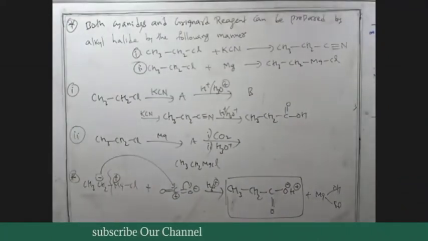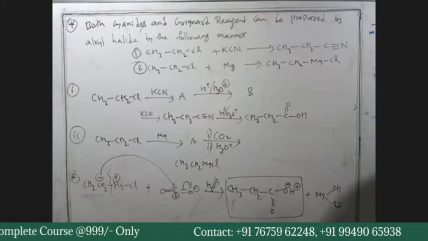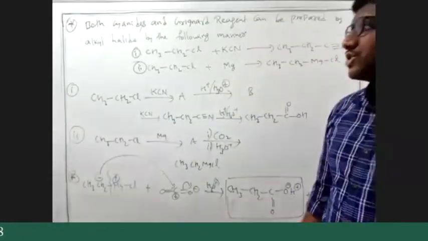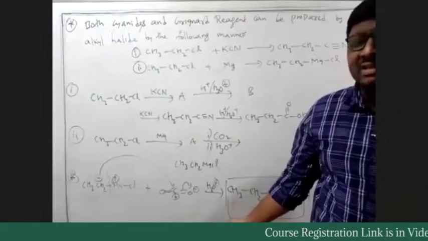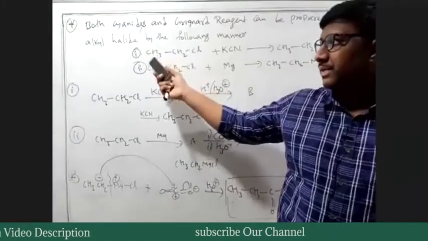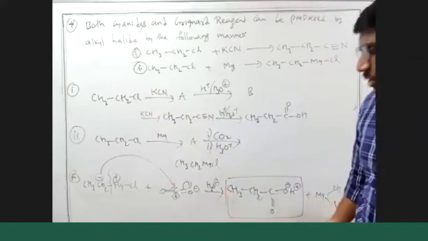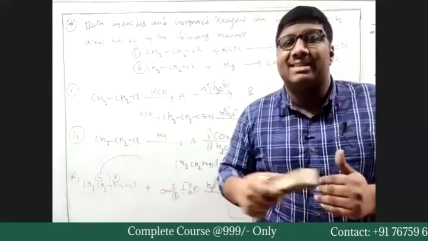So these are the four methods. The first is oxidation of primary alcohols. The second is oxidation of alkyl benzenes with KMnO4 in the presence of KOH. The third and fourth are from cyanides and from Grignard reagents. Both cyanides and Grignard reagents can be prepared from alkyl halides, so we can indirectly prepare carboxylic acids from alkyl halides, and you can also increase the chain length.